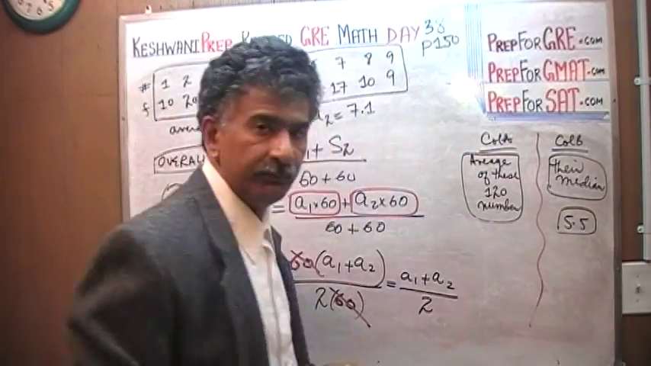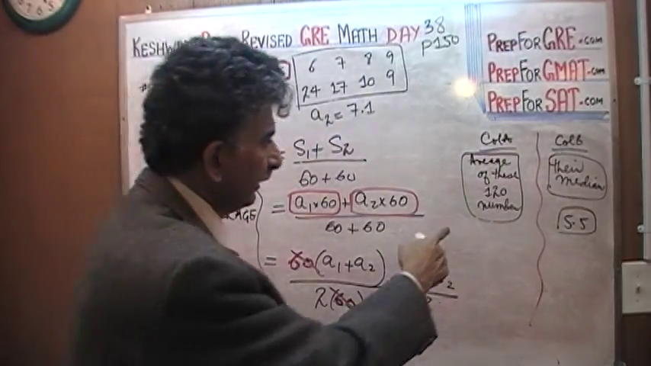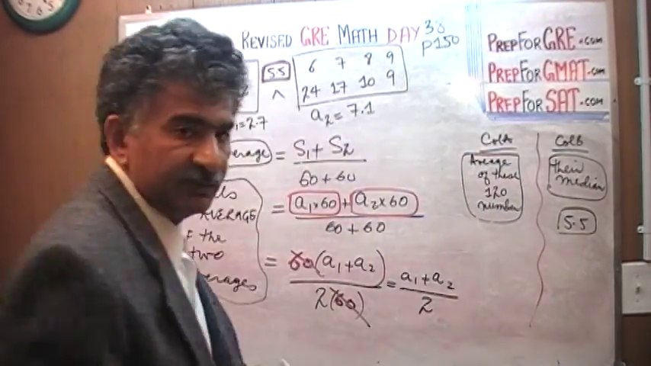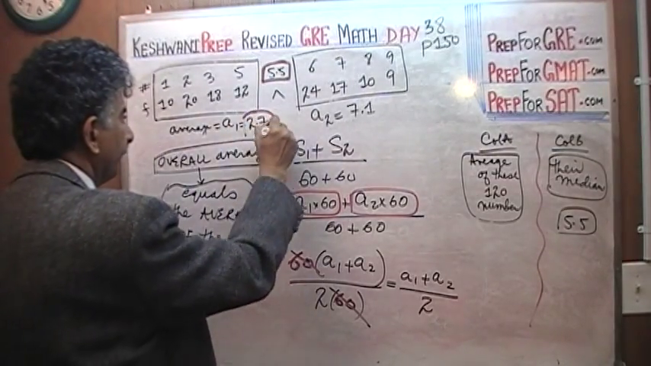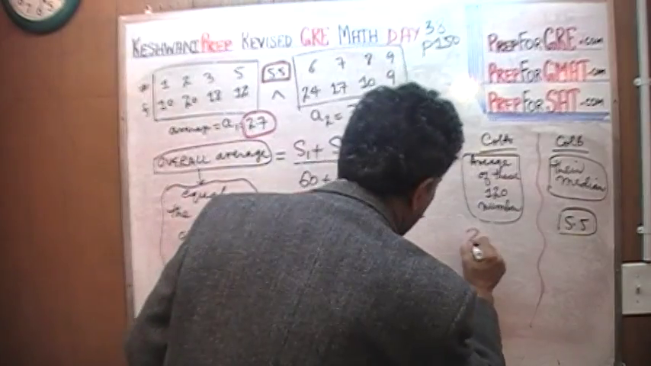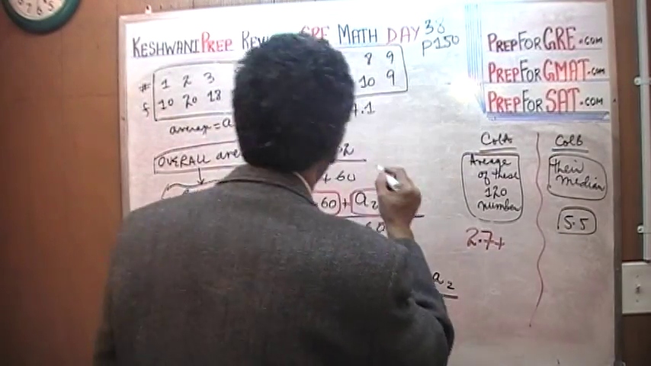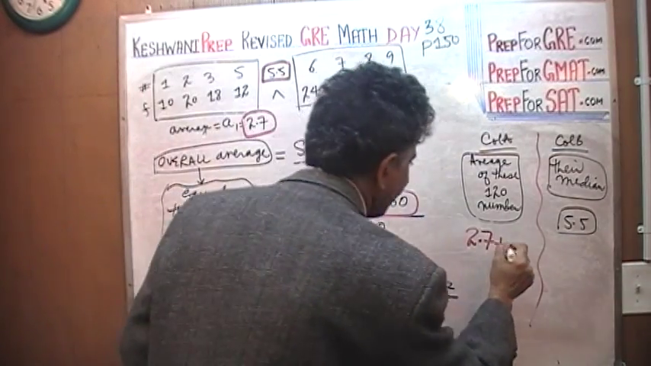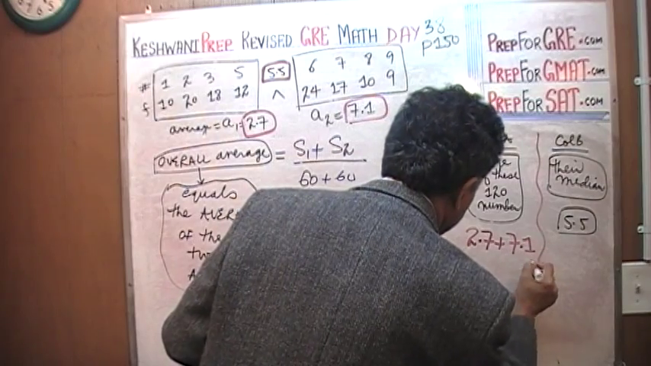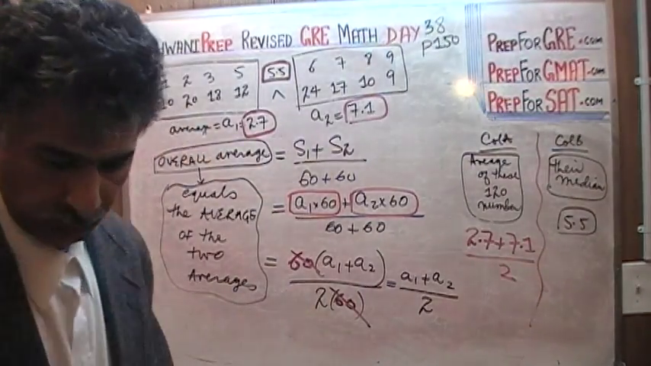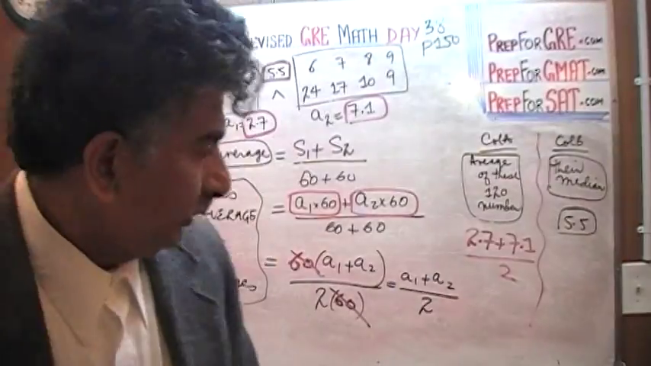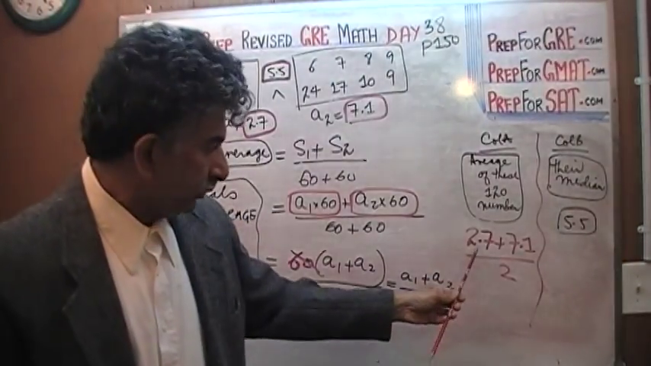This part was already done. We already know the median is 5.5. The average of 120 numbers is simply the average of the two averages. The first average is 2.7, the second average is 7.1, over 2. What do we do next? Well, we find their average.